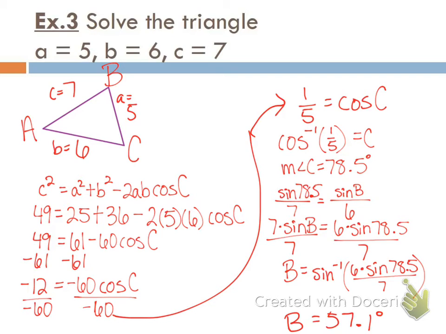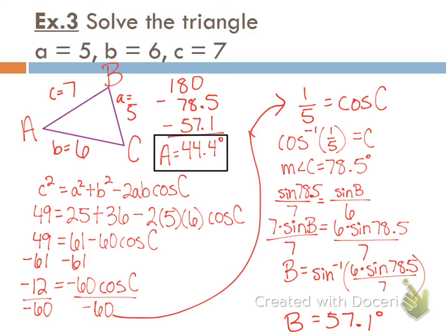The last angle should be the easiest to find. How'd you get it? Okay, so to get our last angle, we're going to take 180 minus the angles we already know. What did we say we got? 44.4 degrees, and that would be angle A. So we have all of them.